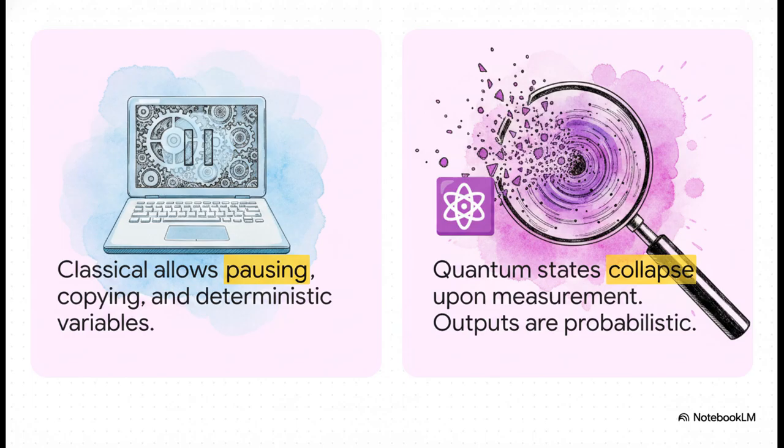In quantum systems, your output is inherently probabilistic. But the biggest hurdle, the real deal breaker, is that a quantum state literally collapses upon measurement. You could think of it like Schrodinger's bug. The very moment you look at it, it changes. You simply cannot freely inspect an intermediate quantum state without permanently changing the trajectory of your entire computation.